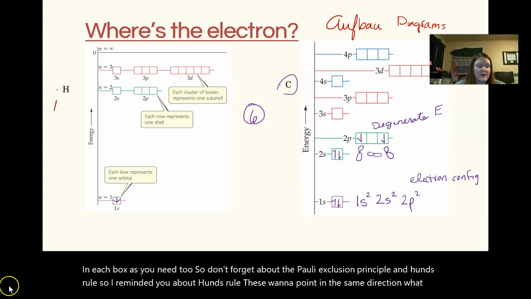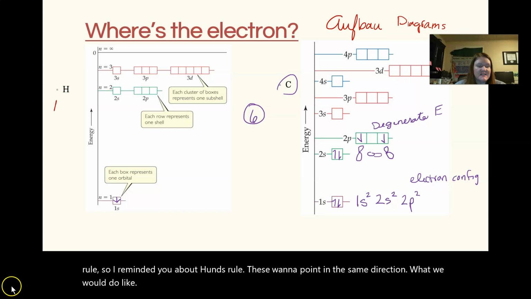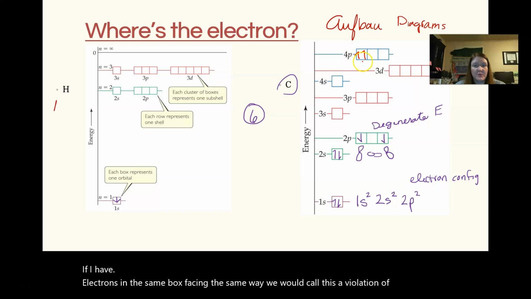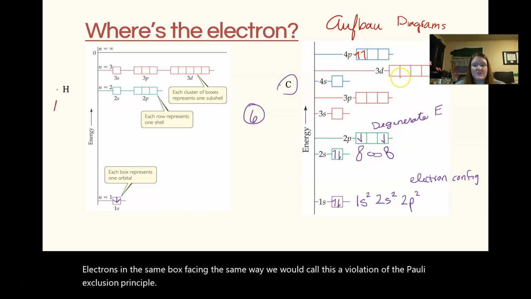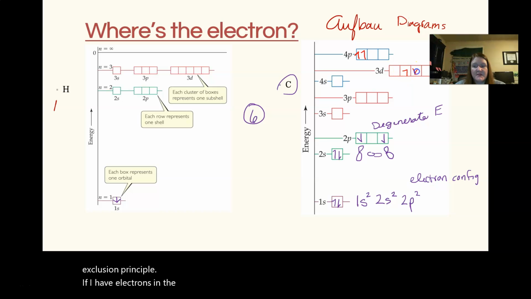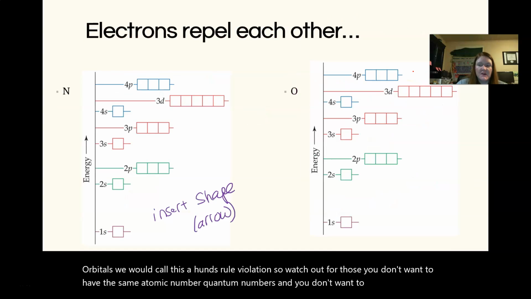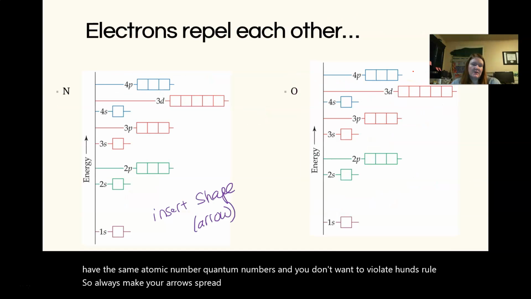A mistake that gets made is, I'll do it in red. If I have electrons in the same box facing the same way, we would call this a violation of the Pauli exclusion principle. If I have electrons in the same energy level that are facing in opposite directions but in opposite orbitals, we would call this a Hund's rule violation. So watch out for those. You don't want to have the same quantum numbers, and you don't want to violate Hund's rule. So always make your arrows spread out and point in the same direction, and you'll be okay.